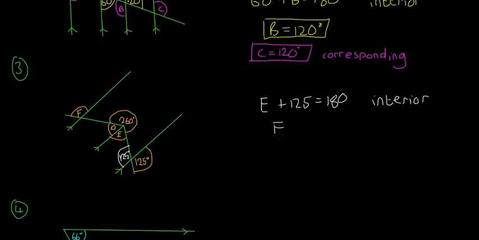And then that means that E is going to be equal to 55 degrees. Okay, so that's our first one done. So we just got vertically opposite and then interior. Those were the 2 rules we used.